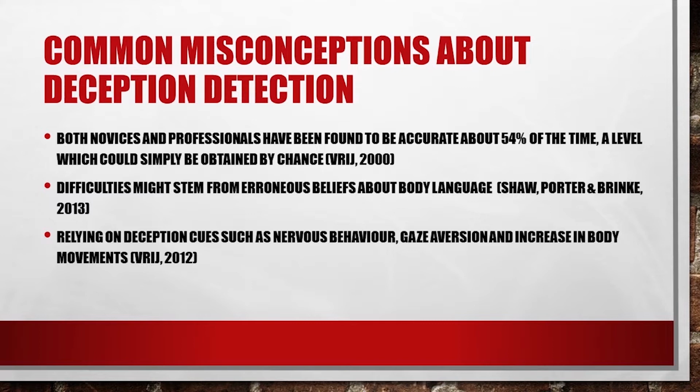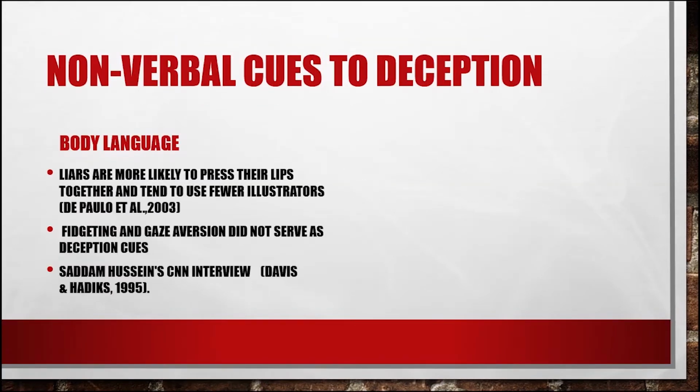Surveys investigating what laypersons and specialists rely on when making a judgment about truthful or deceptive statements found that both groups rely on deception cues such as nervous behavior, gaze aversion, and increase in body movements. However, there are some cues which have been found to be helpful when detecting deceit. Liars have been found to show a decrease in behavior stereotypically associated with lying.